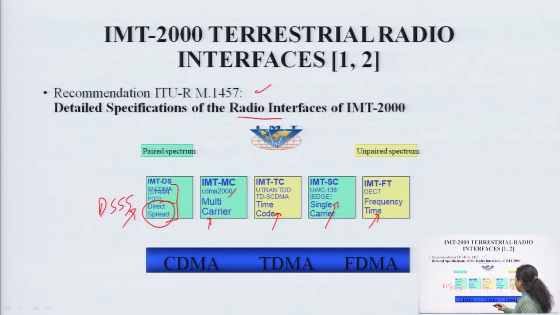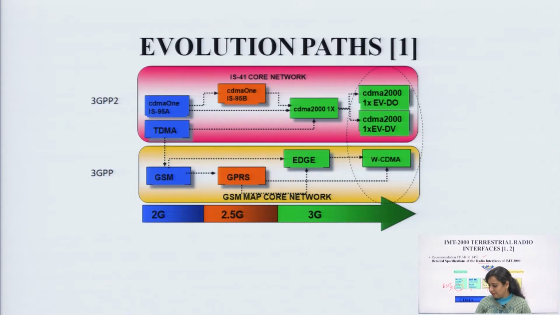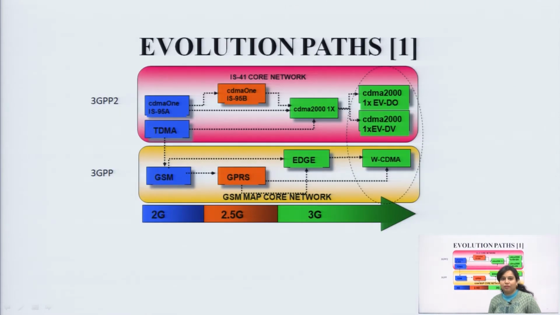Now, next, this is the basic interfaces of different techniques that are available. Now, next is the evolution path. This diagram is basically showing the evolution path. This is the Third Generation Partnership Project, 3GPP, and this is the Third Generation Partnership Project 2, 3GPP2.